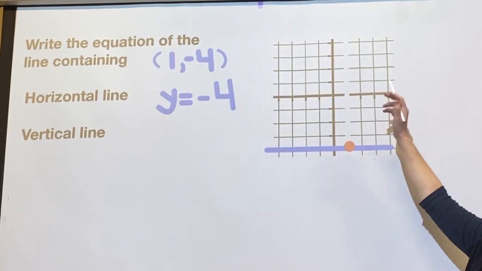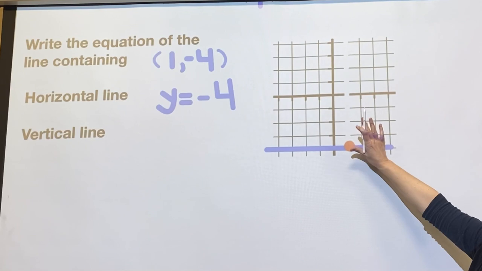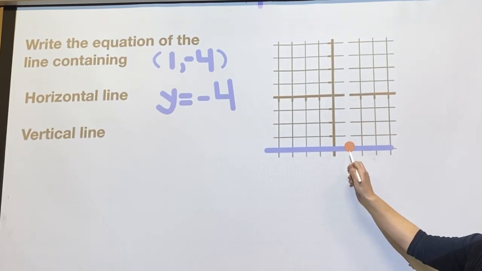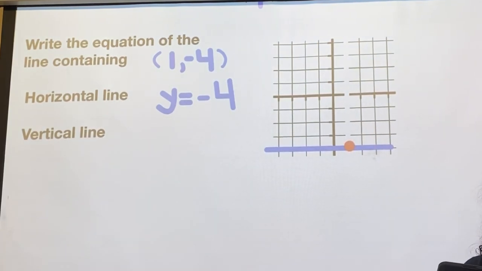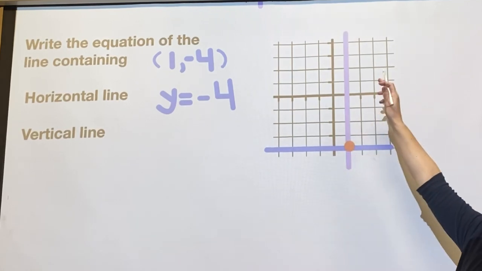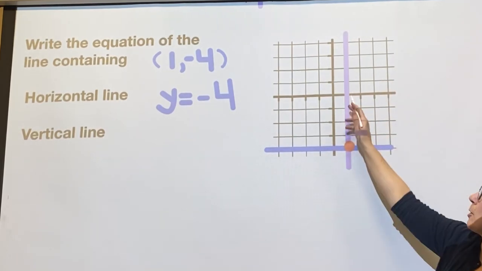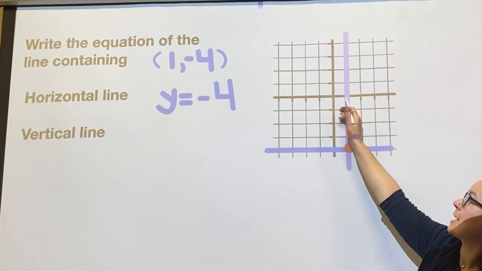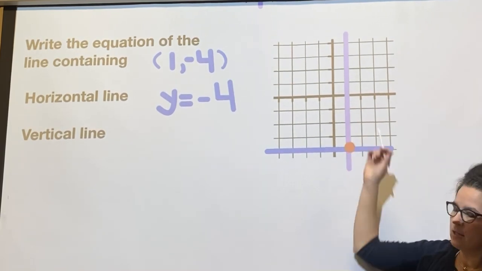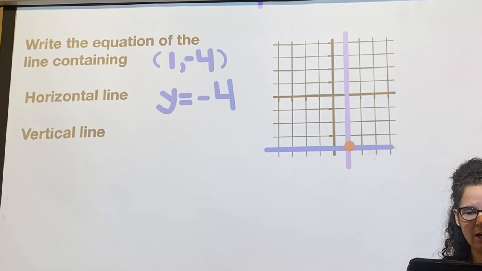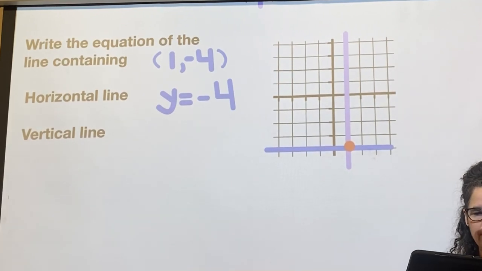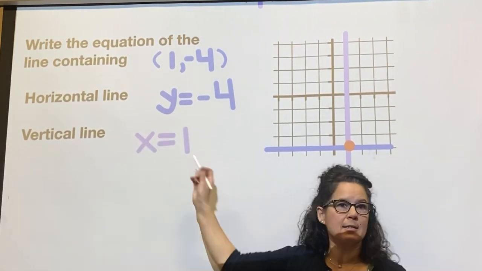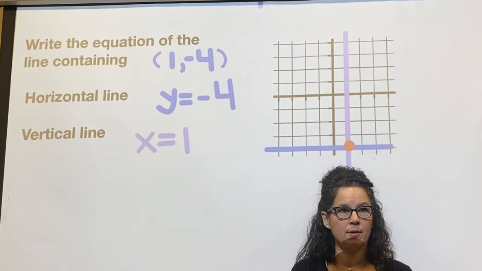And then if I put a line that's vertical, so this direction, through this point, it's going to look like that. This purple line, it's slicing through the x-axis at 1. So the equation of this vertical line is going to be x equals 1.